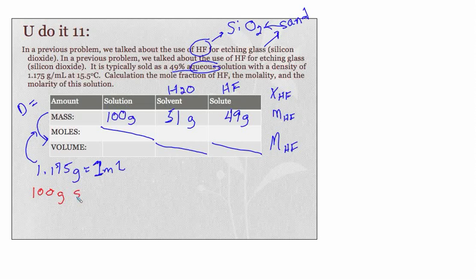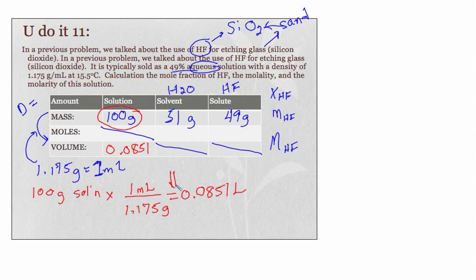If I have 100 grams of my solution, be very careful because the density was of the solution, so I have to take the mass of the solution, not the mass of the solvent. 1 milliliter per 1.175 grams. And what I'm going to end up with for this is 0.0851. I've actually already converted that to liters. So you needed an extra step in here that I didn't show.